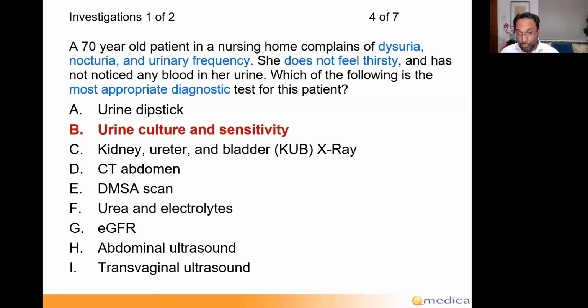And well done, about 2/3 of you got that right. That's really good. A lot of you picked urine dipstick. That's not an appropriate diagnostic test for this lady because she's 70, okay?